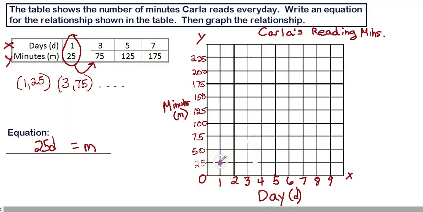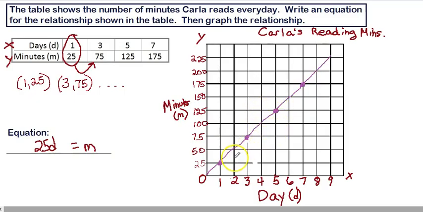Okay, so we've got 1, comma 25, 3, comma 75, 5, comma 125, and 7, comma 175. Okay, good. So now this kind of shows a relationship that's happening here between the days and the minutes that she reads every day. And if I was to draw a line, it would have to be a straight line using your ruler, which obviously I can't do on this computer.